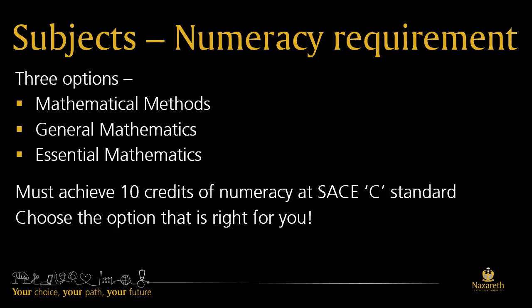Now let's think about that numeracy requirement. Again, we have 3 options available at Nazareth for students to choose from: mathematical methods, general mathematics, and essential mathematics. And choosing the right option is again very important because you must achieve 10 credits of numeracy, that is 1 semester, at a C standard in order to complete your SACE.